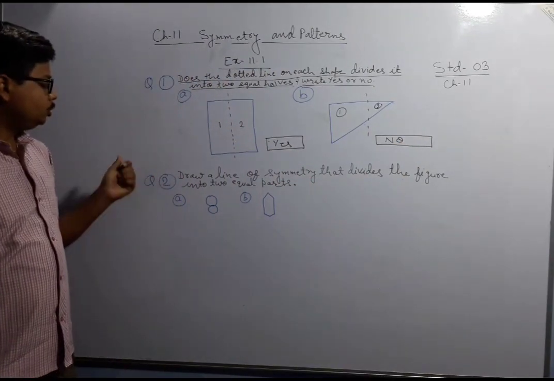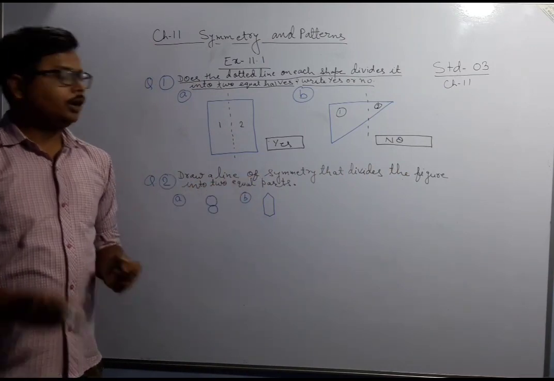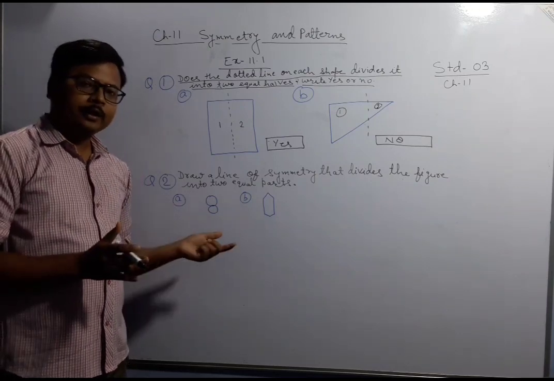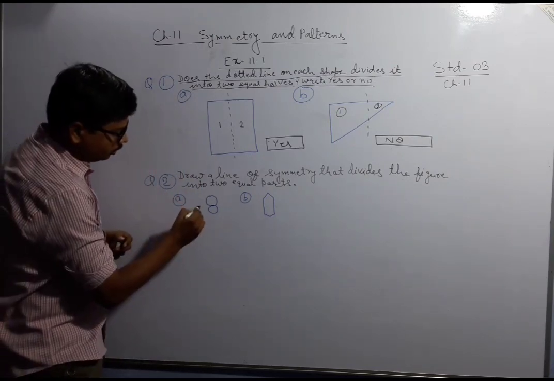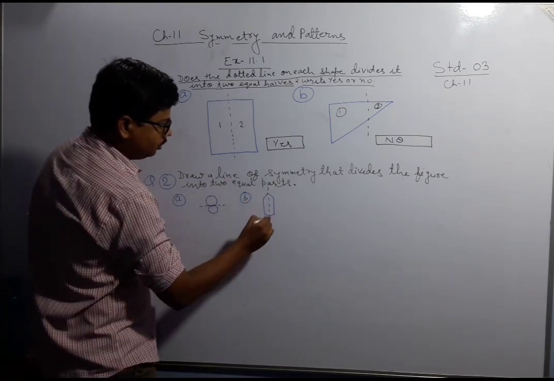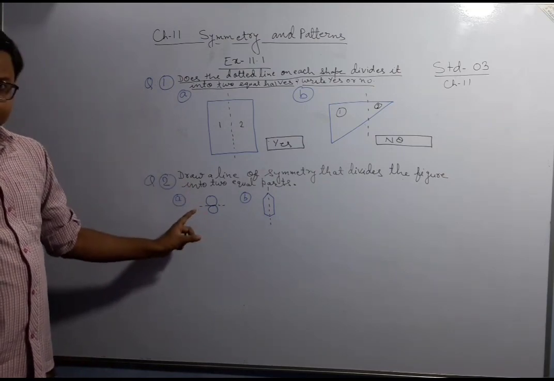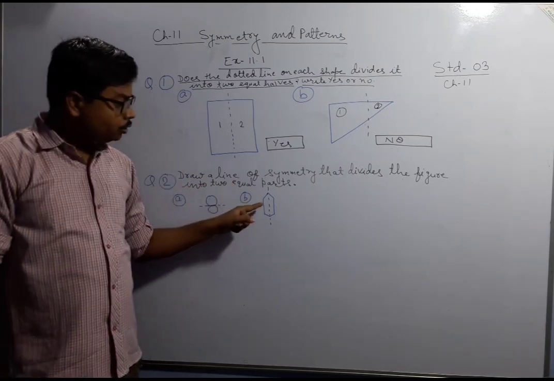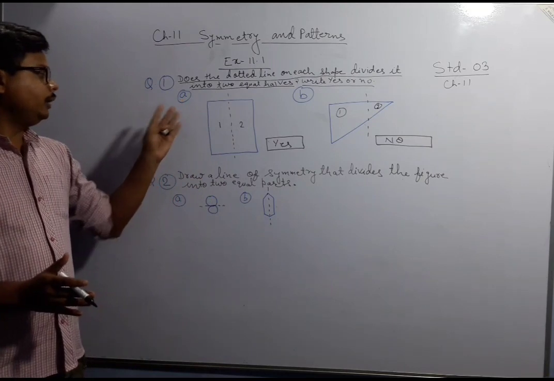Now come to question number 2. Draw a line of symmetry that divides the figure into two equal halves. In this question it is asked to draw a line of symmetry that divides the given figure into two equal halves, not unequal. So let us see. 1, 2. So we have made the line of symmetry, and as you can see in these figures, this line of symmetry divides this figure into two equal halves and this figure also into two equal halves. So in this way you have to complete question number 1 and 2.